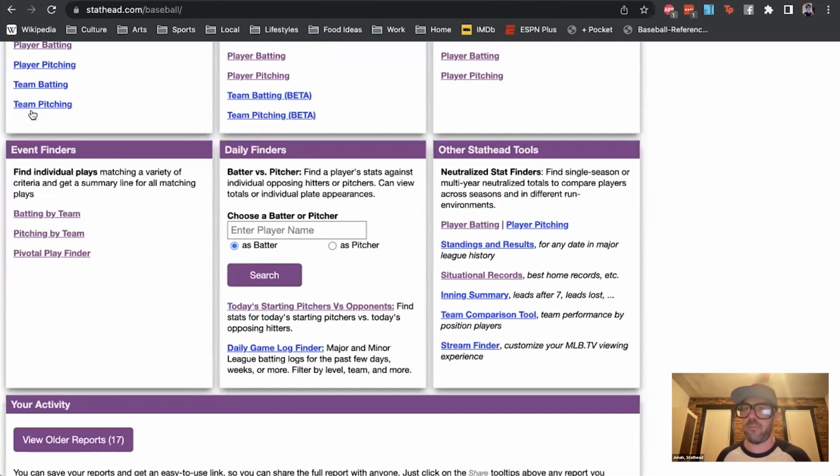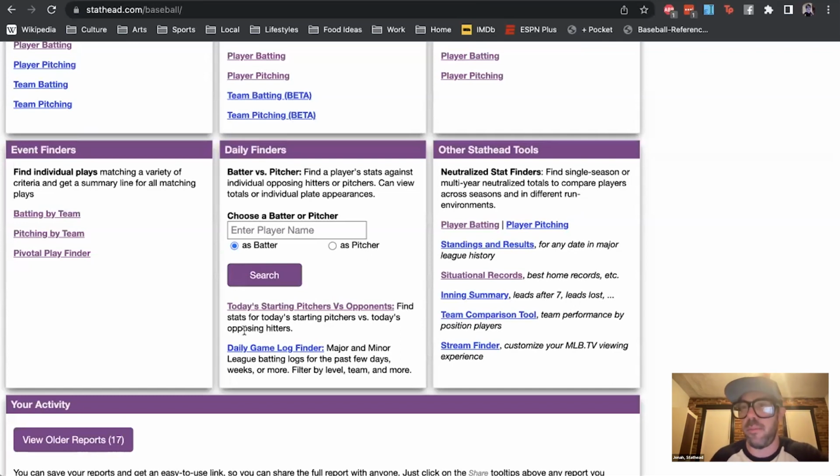The neutralizer is a very popular one. I think a lot of people have at least seen that, but that's where you can take a player's stats and neutralize them and alter them for a different run environment. So it's where you do like, what if Barry Bonds played his career in Coors Field? You know, how many more home runs would he have? Stuff like that. So all kinds of crazy stuff.